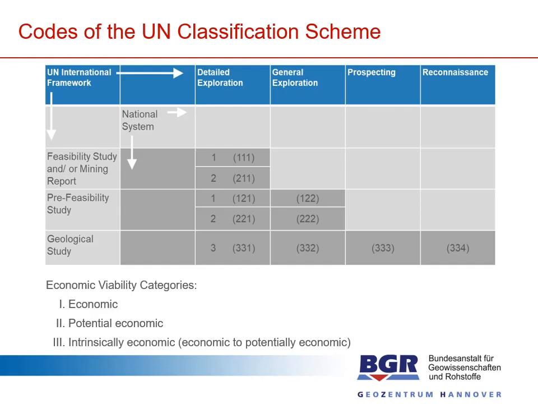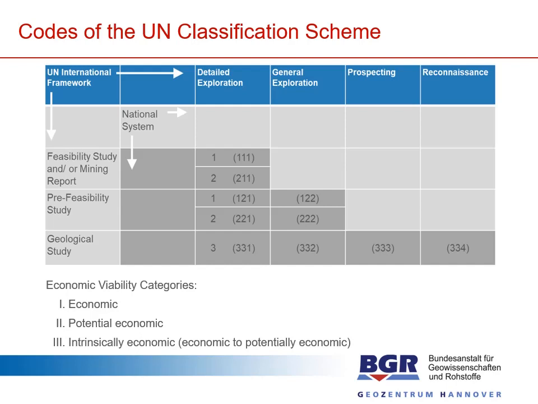If you move up, you have 2.1.1 does not change because the detailed exploration has been done. The first figure changes to 2, meaning that it is eventually extractable. And when you move further up, then you have a 1. That means the feasibility study has proven that this deposit is economically extractable. The figure in the middle that changes from 3 to 2 to 1 shows the social impact, which is not evaluated here or shown in this two-dimensional chart.